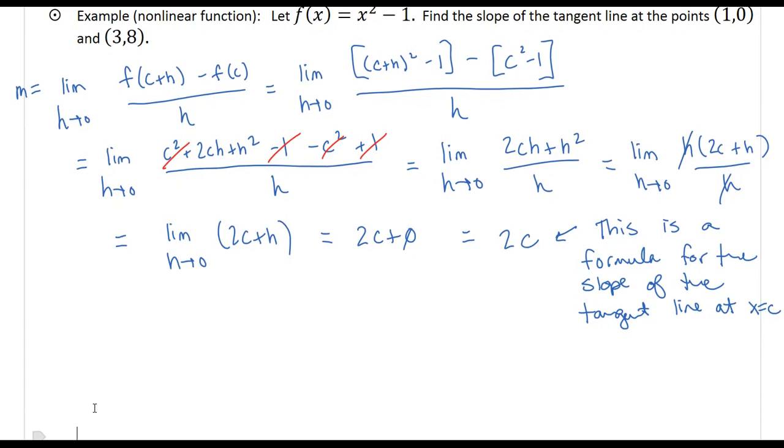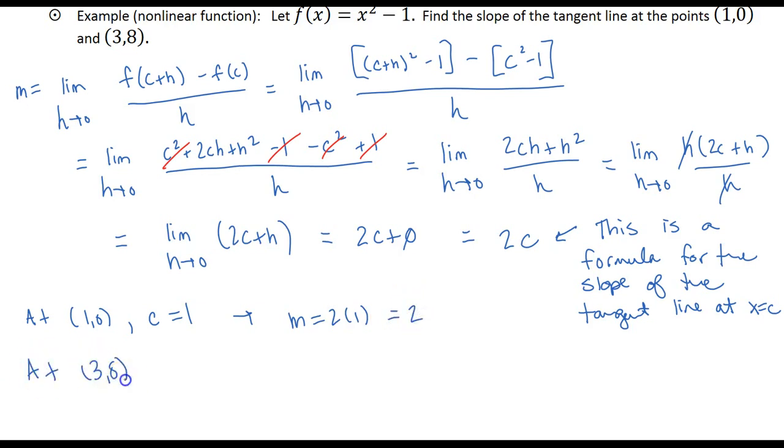So at the point (1, 0), that would mean that c is equal to 1, it's just the x value. So m would be 2 times 1, or 2. And at (3, 8), c would be equal to 3. So m would be 2 times 3, or 6. So you can see that the slope is not necessarily the same at every point. In fact, it'll usually be different.